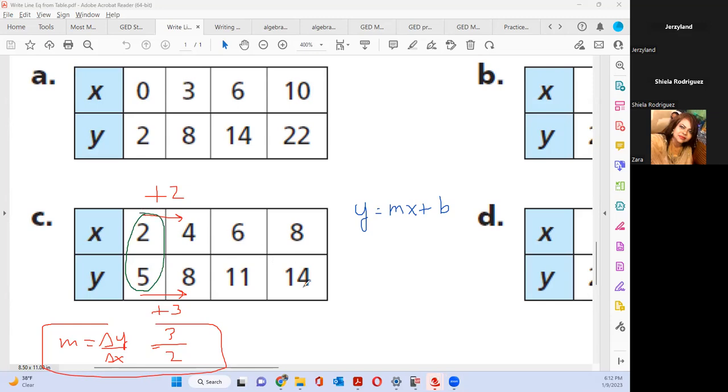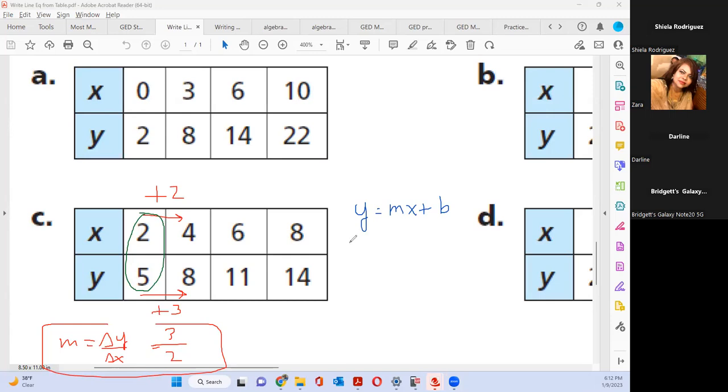Okay. 2 and 5. So if I look at this point, my y is what? It's 5. My m, or my slope, is what? 3 over 2. My x is what? It's 2. Plus b.